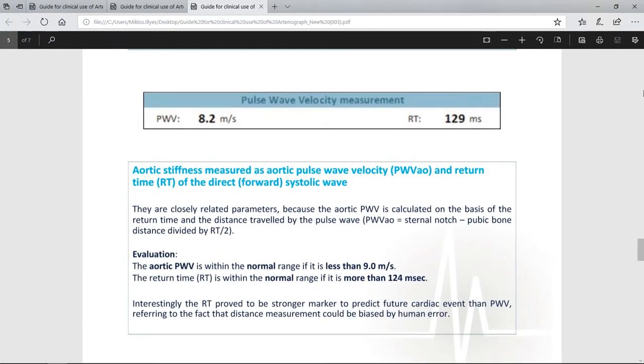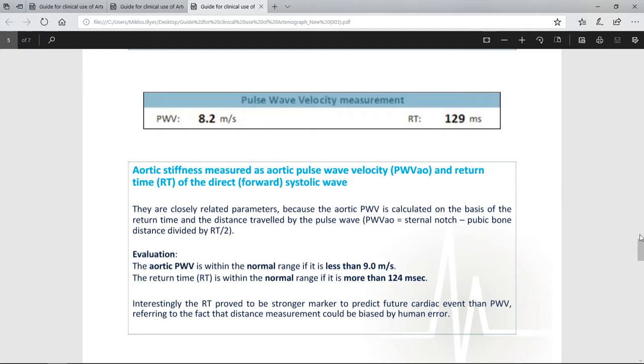The next parameter which we can obtain by measuring with arteriograph is the aortic pulse velocity and the return time. The return time and the aortic pulse velocity are closely related parameters because the aortic pulse velocity is calculated on the basis of the return time and the distance traveled by the pulse wave. That is, pulse velocity equals sternal notch minus pubic bone distance divided by return time per 2.